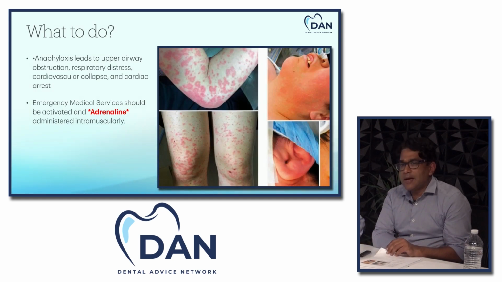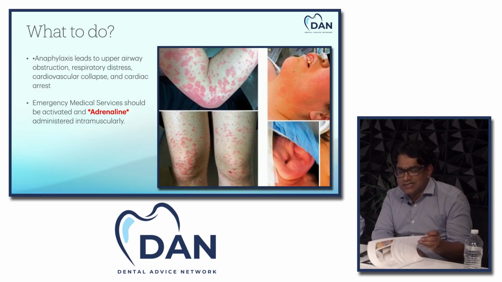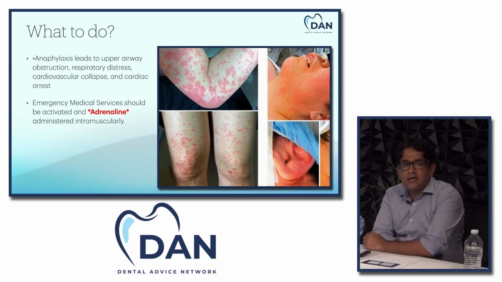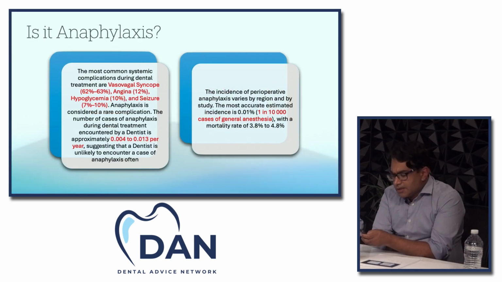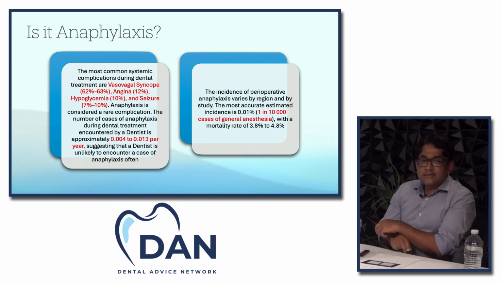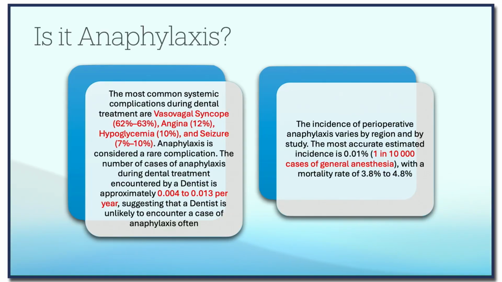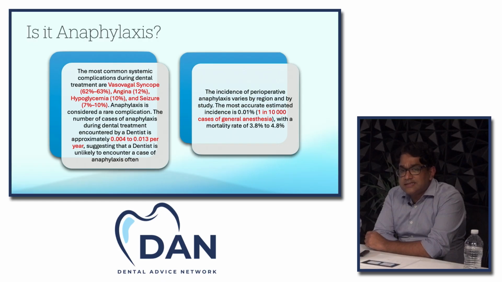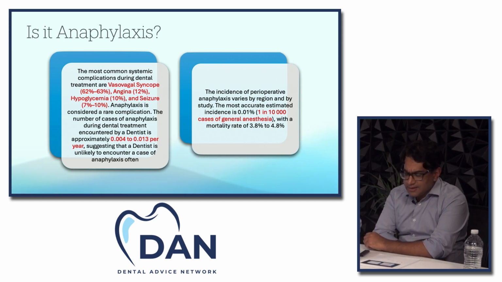Fatalities are about 0.7%, and it's mostly in young people. Is it anaphylaxis? A number of different things can happen on a dental chair that look like anaphylaxis: vasovagal syncope, hypoglycemia, angina, seizures, and hyperventilation. They all look like anaphylaxis, but they can be differentiated. Anaphylaxis is fairly rare on the dental chair. When we look at the incidence of perioperative anaphylaxis, it's in the order of about 1 in 10,000, and the mortality rate in the operating theatre is about 4%.